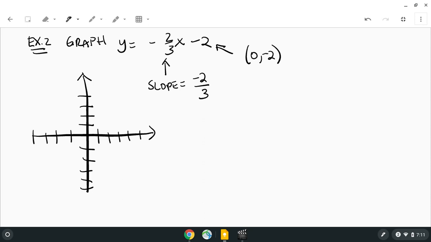So (0, -2), that's down here. And then from there, this is negative 2, so here I'm actually going to go down, and then positive 3 is to the right. So I'm going to go down 2, and you always start at your y-intercept. So down 2, and then right 3. My point would be right over here. So down 2 and right 3.